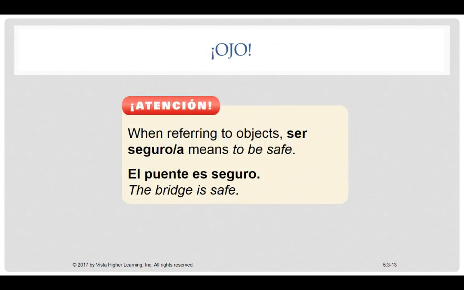Atención. When referring to objects, ser seguro or ser segura means to be safe. El puente es seguro.